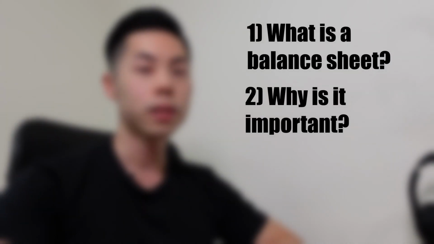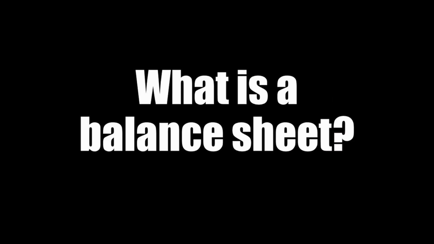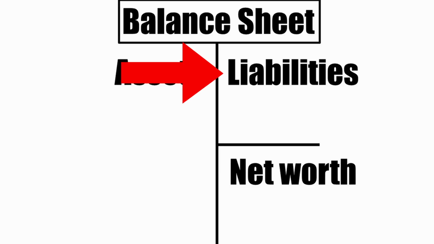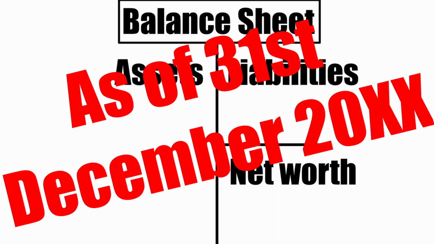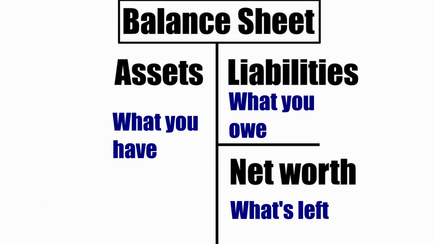In this video, we're going to be talking about the personal balance sheet, and we are going to be answering what it is, why it is important, and how you can use it for financial planning. To start, we need to know what a balance sheet is. A balance sheet is basically a snapshot of your assets, liabilities, and net worth at one particular point in time. It shows you how much you have versus how much you owe, and what is left if you net off the two.